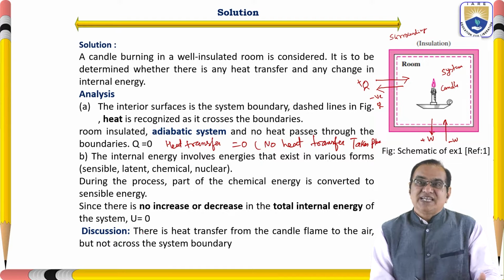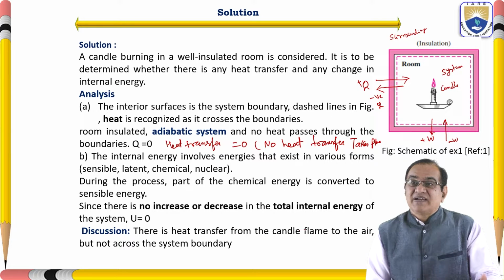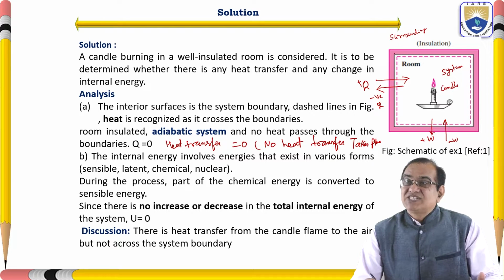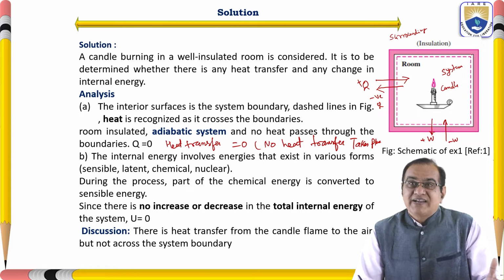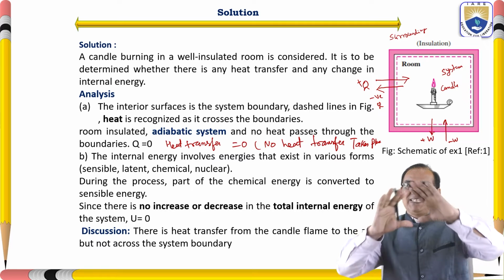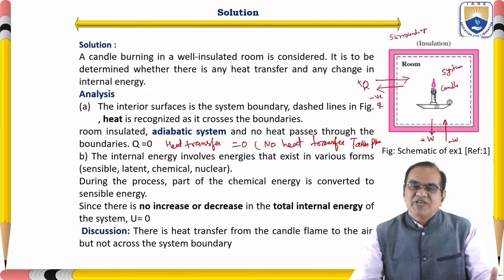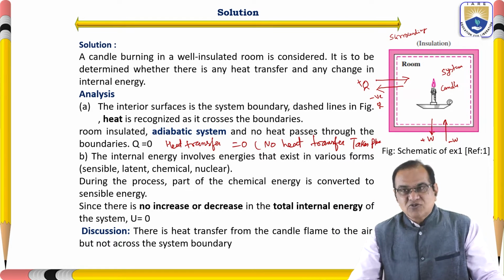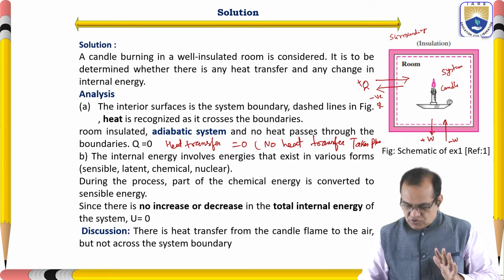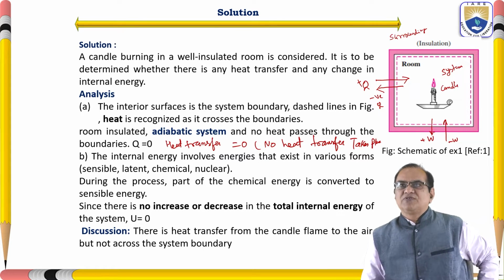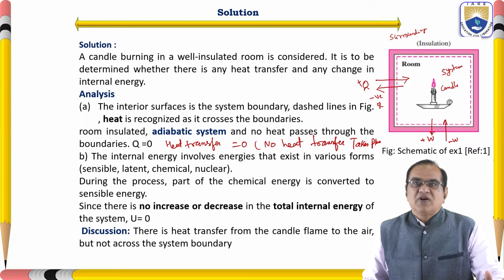So discussion: there is a heat transfer from the candle flame to the air, but not across the system boundary. Because it is insulated, it is not going out. So there is no heat transfer, there is no change in internal energy, because every energy is in the sealed pack, it is not going outside. So internal energy change is also 0 and the heat transfer is also 0. So this is a simple solution for problem number 1.